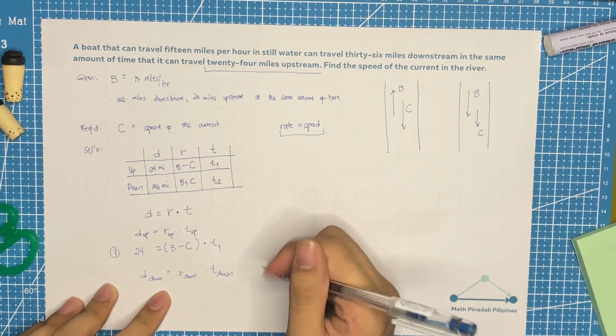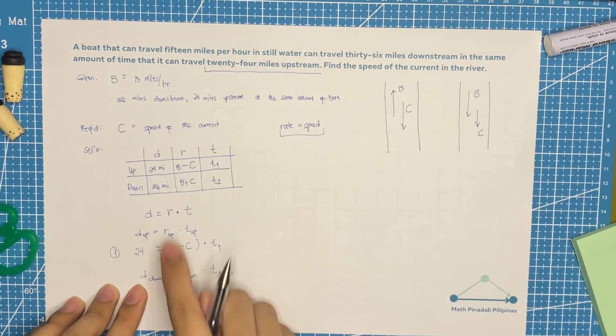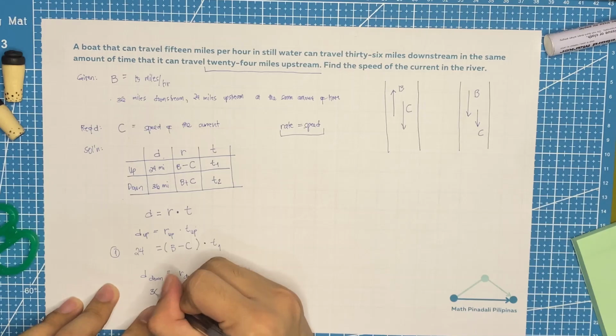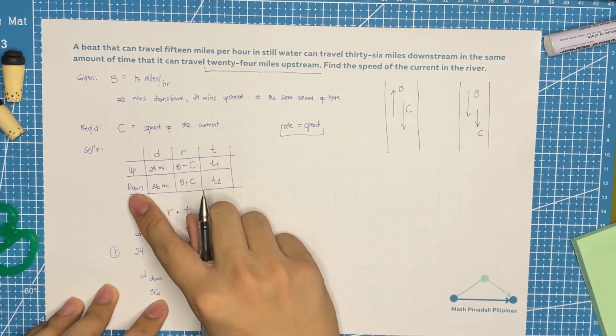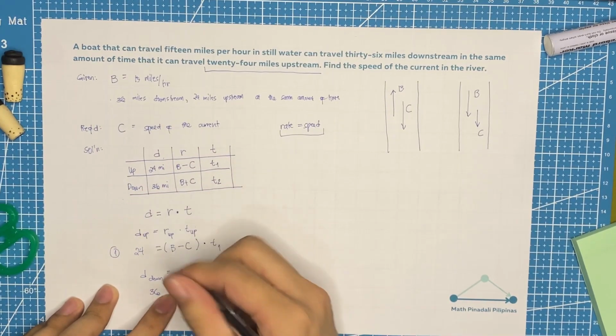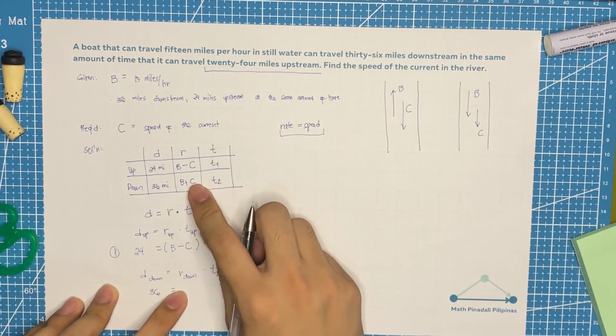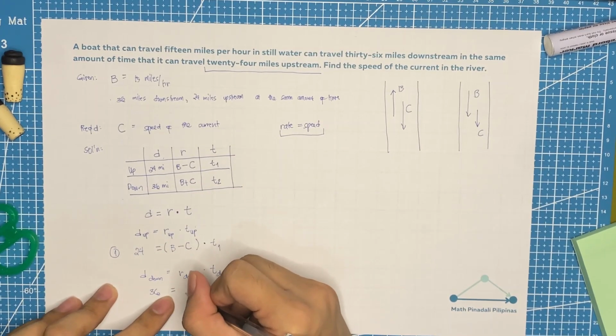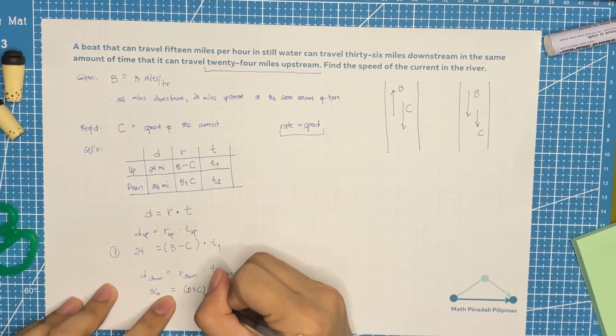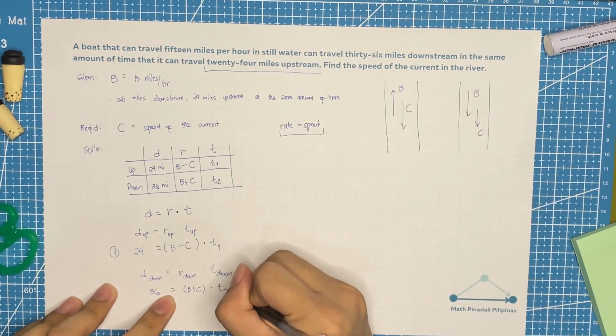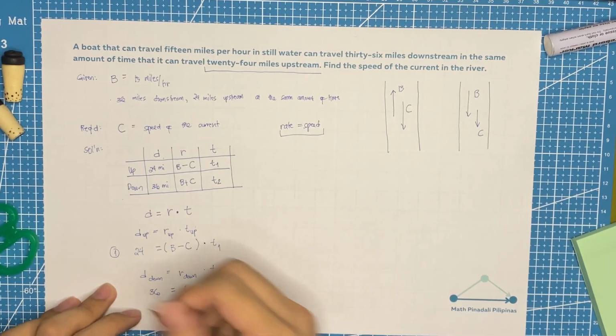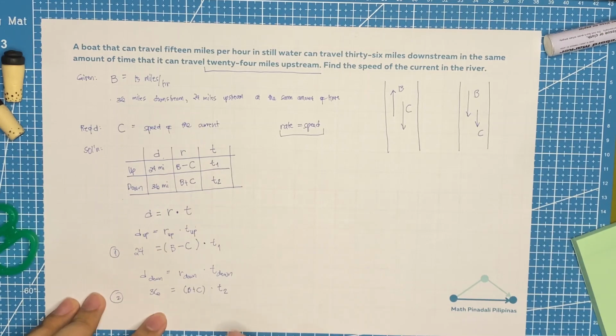Okay? So, for this one, yung D down natin would be 36, no? Yung distance covered from the downstream is 36 miles equals rate would be B plus C multiplied by T2. Tama, T2. So, this would be our second equation.